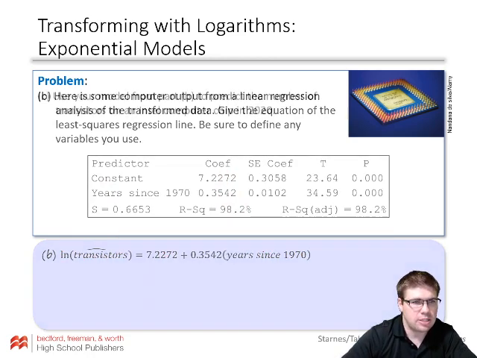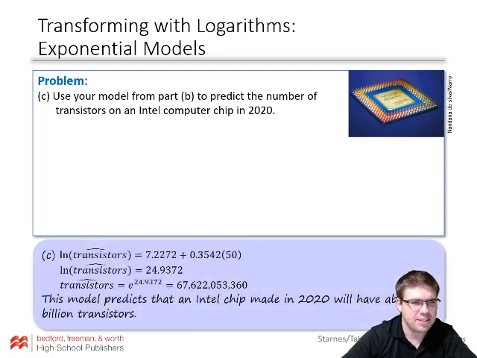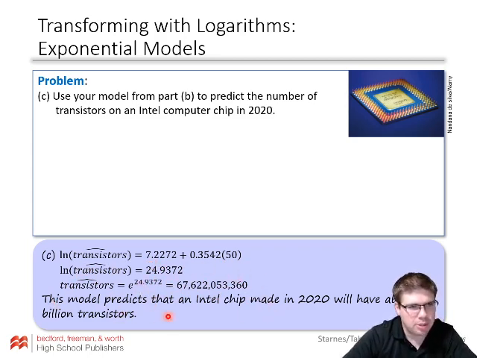And so then the last bit they asked us to do is use that equation we just came up with to predict the number of transistors in 2020. All right, so we plug in 50 years since 1970. So that's why we plug in 50, multiply, add, get a number. The natural log of transistors equals that. So then we can convert that to exponential form. It's base e, so e to the 24.9 is equal to the predicted number of transistors, which is a lot. 67 billion. So this model predicts that an Intel chip made in 2020 will have about 68 billion transistors.